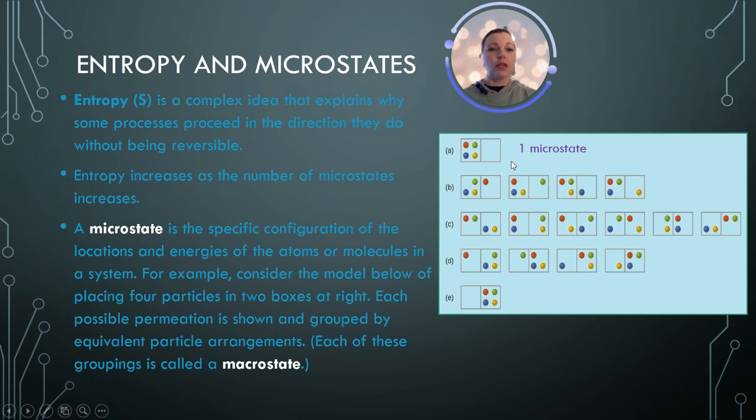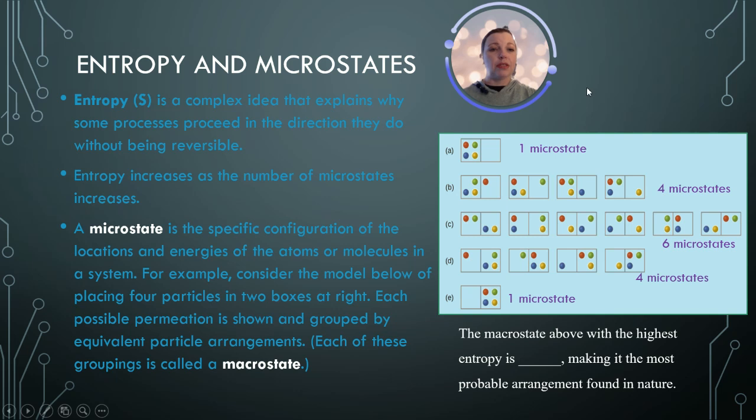Macrostate A has 1 microstate, B has 4, C has 6, D has 4, and E has 1. So the macrostate with the highest entropy is grouping C, making it the most probable arrangement found in nature. Because if these were randomly allowed to assemble themselves in whatever way is possible, it's going to happen to look like row C more often than it's going to look like the other permutations here. And so that's the idea behind entropy. Entropy is actually just an application of probability.